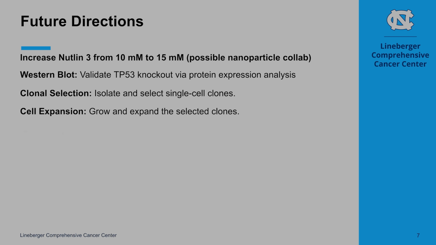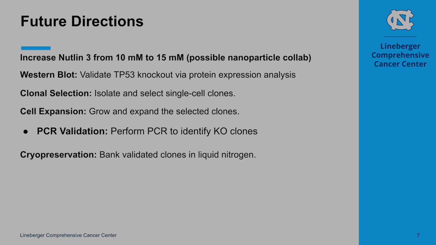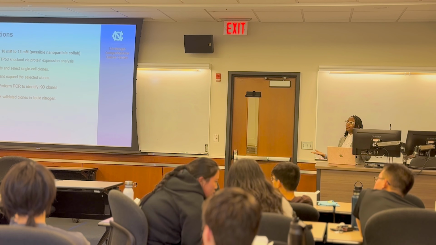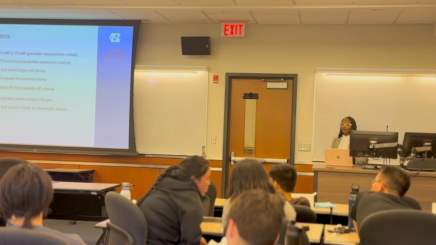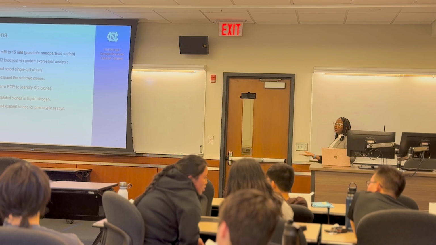We're going to grow and expand those clones. And then once we do that, we're going to, again, do the PCR to validate that we have that knockout. And then we're going to do something called cryopreservation, where we're going to put them in liquid nitrogen to store them. And then whenever we take them out of nitrogen to thaw, we're going to use them for experiments.